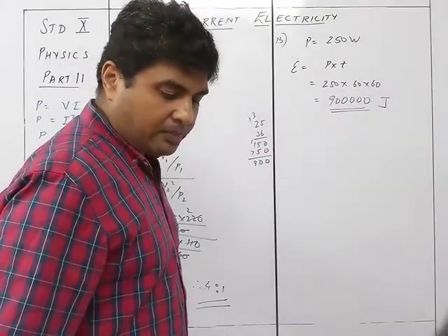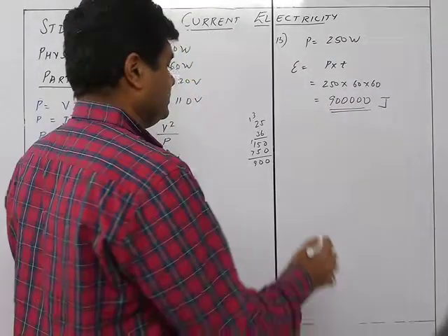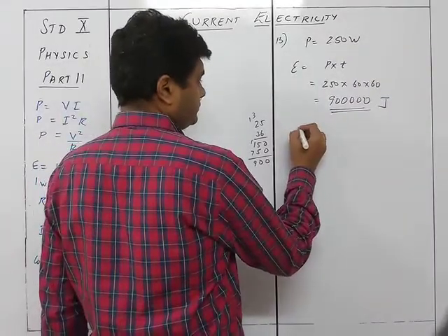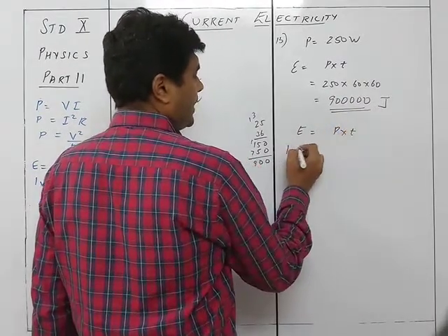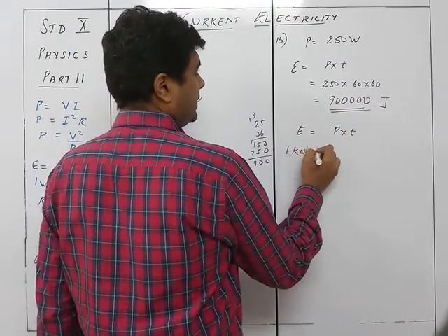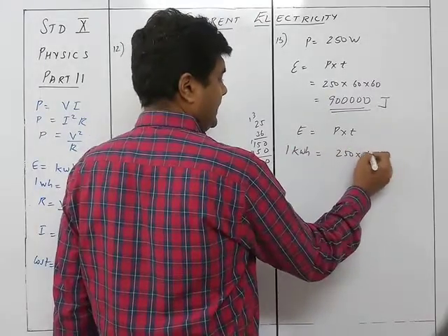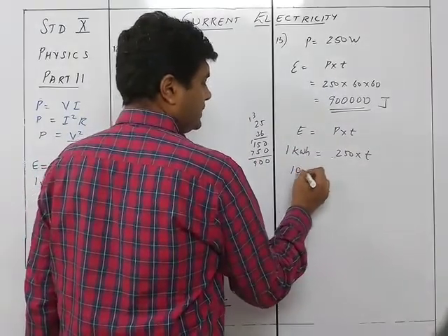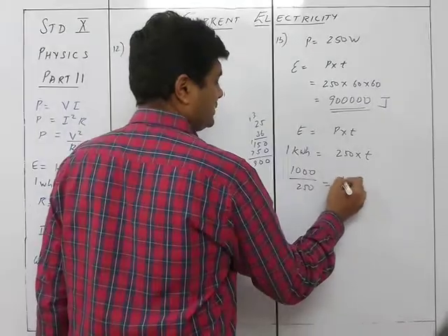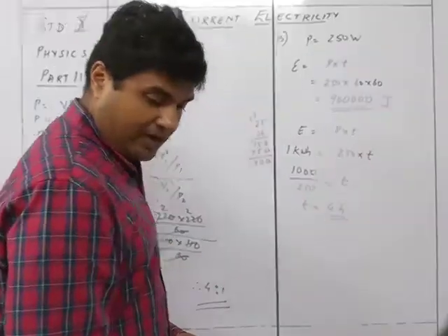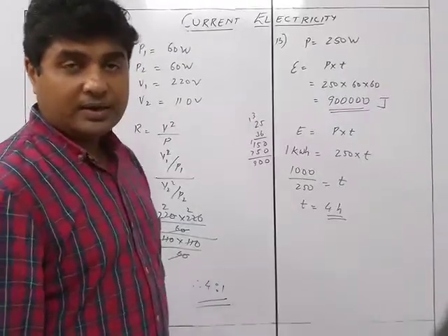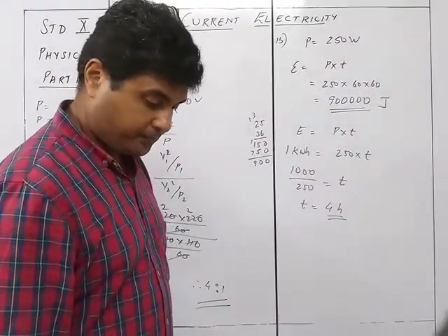Time in which the bulb will consume 1 kilowatt hour. So we know here that energy is equal to power into time. So 1 kilowatt hour is equal to 250 into time. So 1000 upon 250 is equal to time. So time is equal to 4 hours. So that's the time period. That 4 hours is what it will take to consume 1 kilowatt hour.